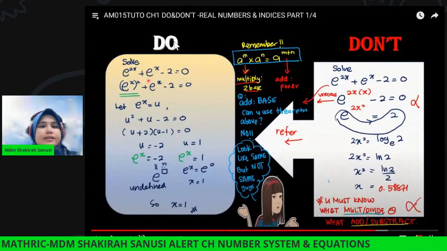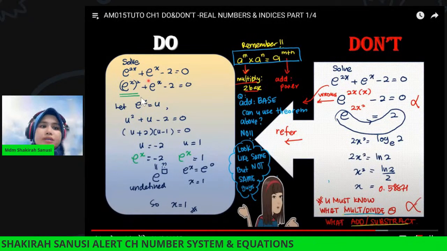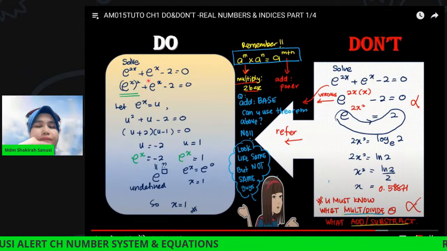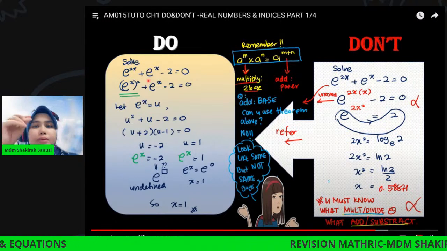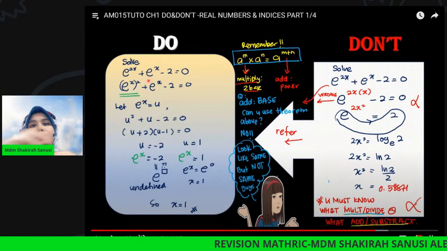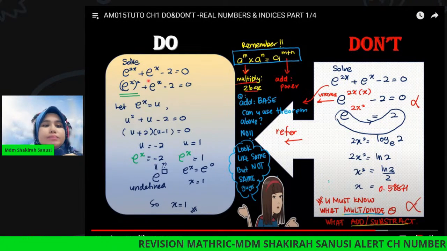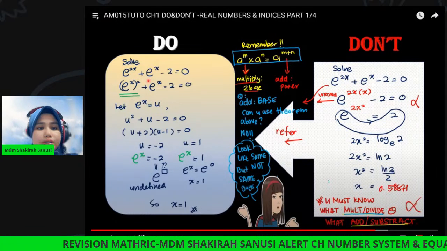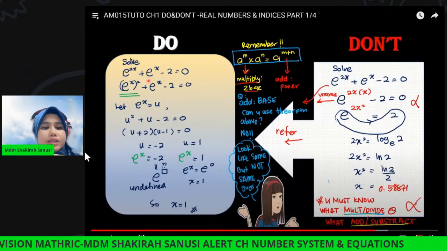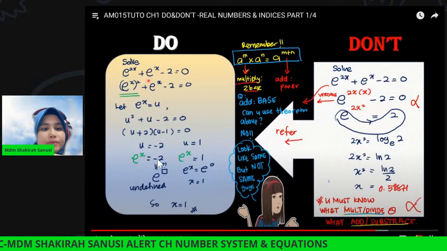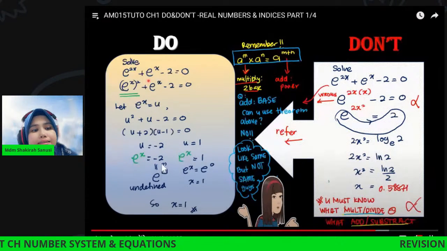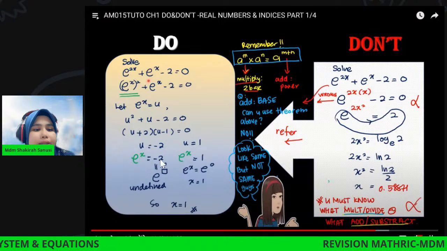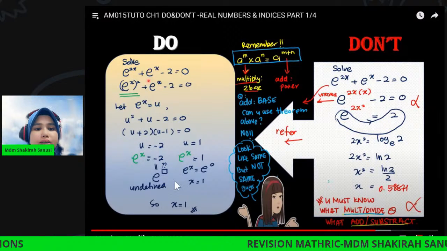Next slide, what do we have here? We have exponential, that means it is in indices form. We bring the power 2x, we bring the power 2 outside, when we want to do substitution for the quadratic. Look here, e power of x equal to negative 2. There is no negative value. So e to any power, you cannot get a negative. That is wrong, that is undefined.